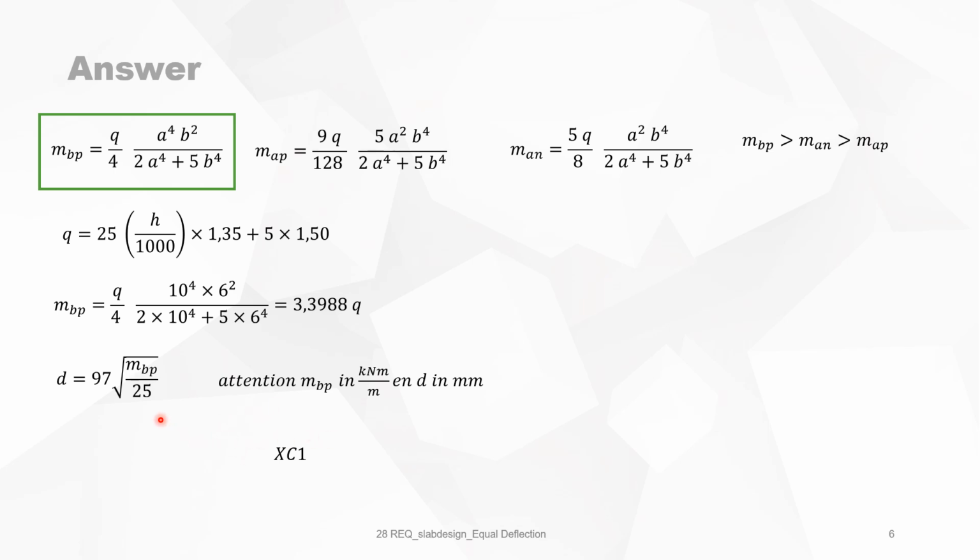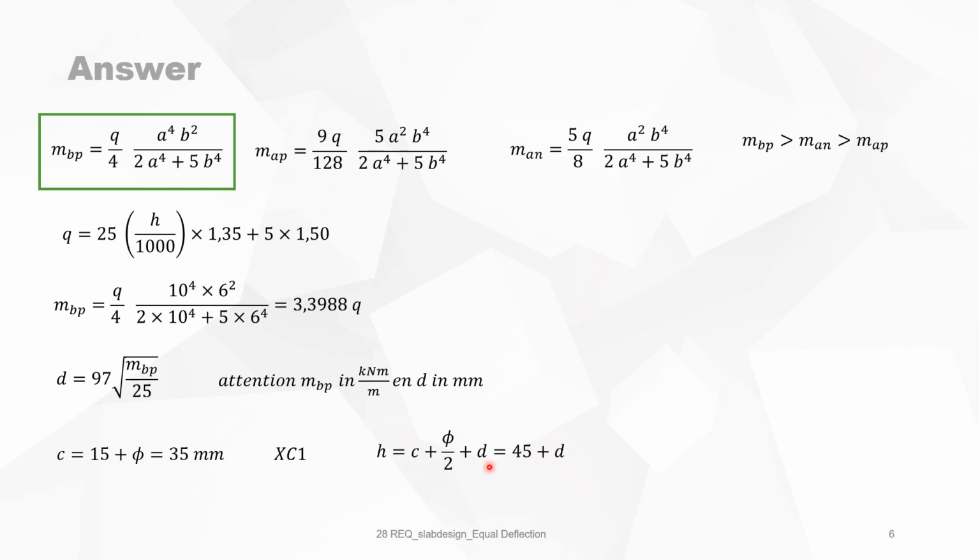We do not have yet the concrete cover or the position of the point of gravity of the tensile reinforcement. In our case, we are in an environmental class XC1. That means that the concrete cover is equal to 15 plus the maximum diameter of tensile reinforcement, which is 20 in our case, so C is 35. Now what we got is that the total depth of the slab is C plus Ø over 2 plus D. It means it's 45 plus D.